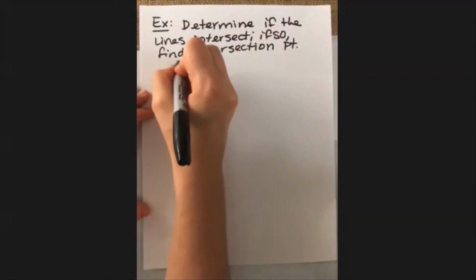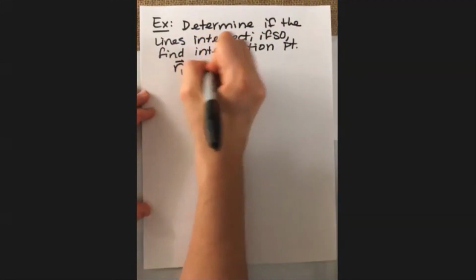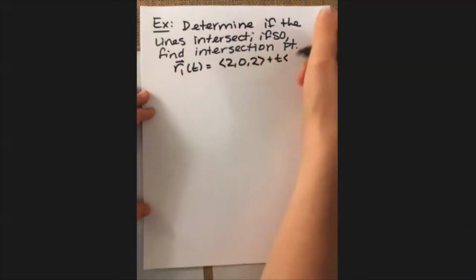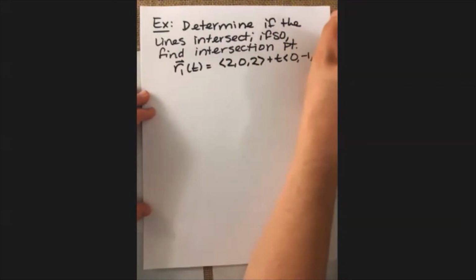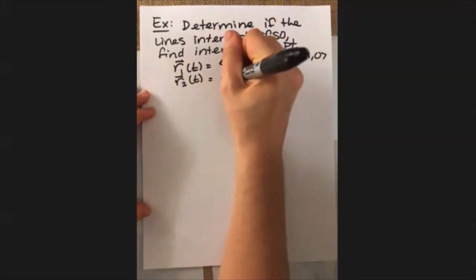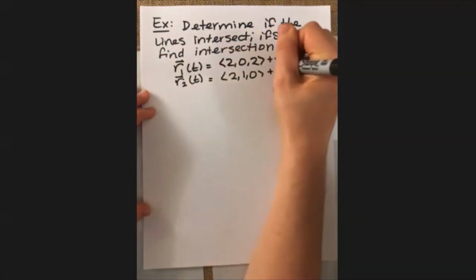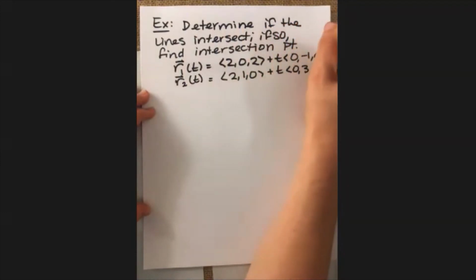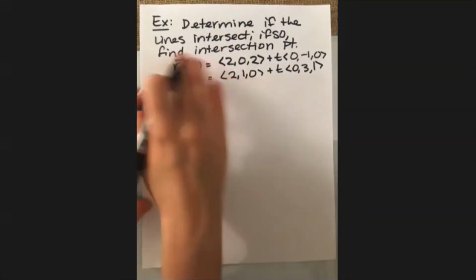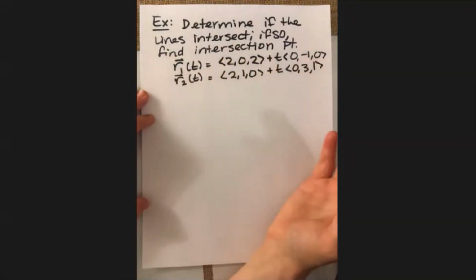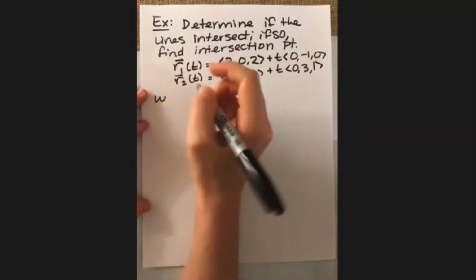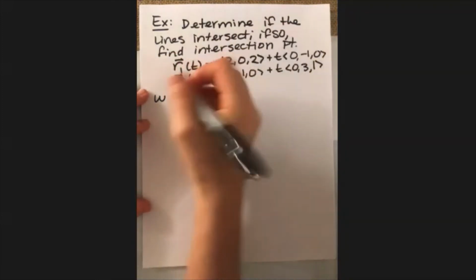Okay, so the lines that we're going to work with are going to be R1 of T equal to (2, 0, 2) plus T times (0, -1, 0), and R2 of T equals (2, 1, 0) plus T times (0, 3, 1). So actually, the baseline idea behind finding out whether or not these intersect is pretty similar to when we would work with just some normal functions or lines. So what we want to do is see if we can find some sort of inputs such that these two wind up being equal to each other.